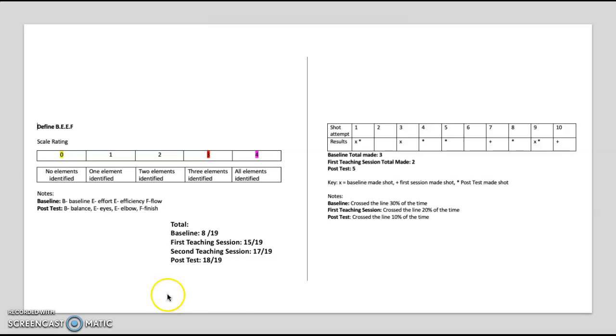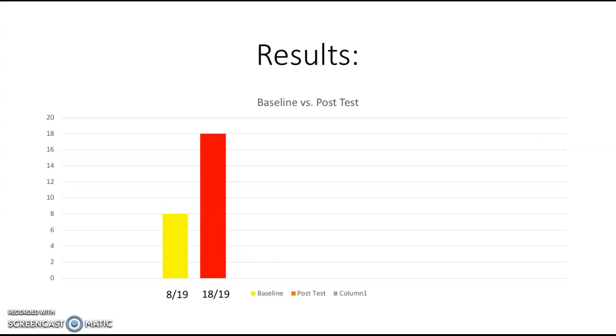So the total end goal was achieved because they received 18 out of 19. And they also made 5 of the 10 baskets, which you can see right here, compared to their 3. So there could be some relationship, it's not really certain, between accuracy and knowing the correct form. This just shows basically the data that I just showed you, but in a graph. Here's baseline and here's post-test.